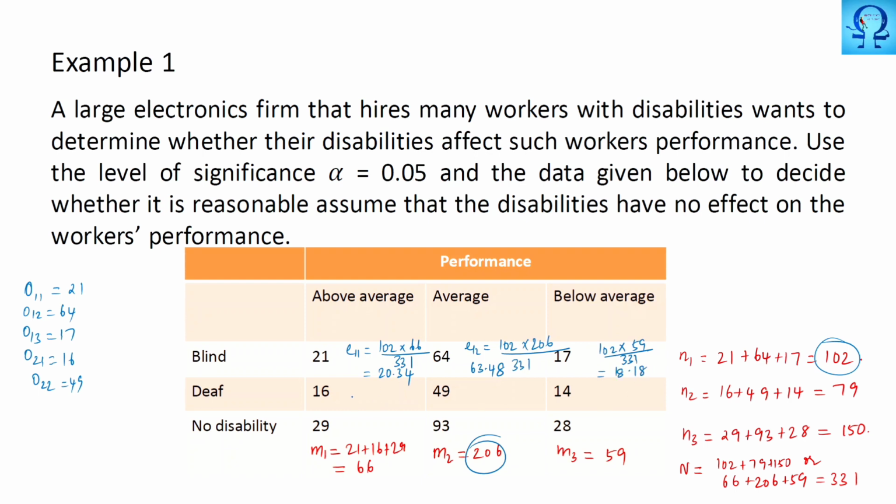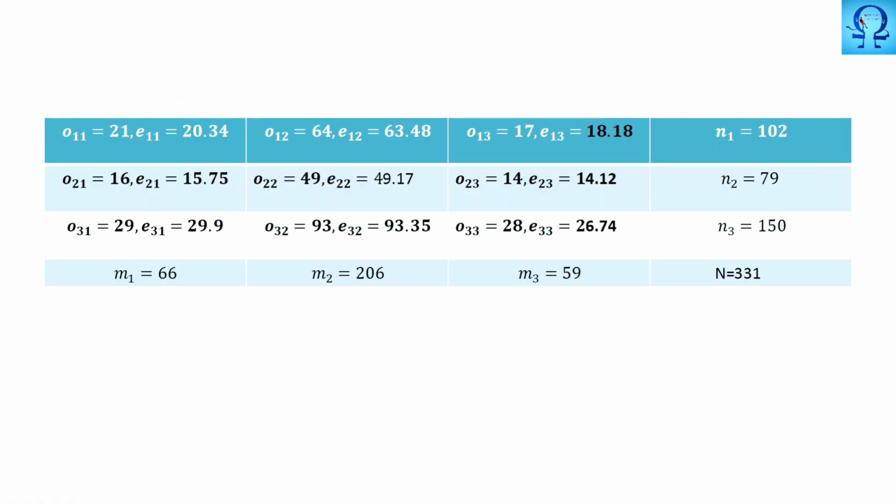In a similar way, if you calculate here, it is 79 product with 66 divided by 331, which is 15.75, and here it is 49.17. So in this way, if you calculate the entire table, you would have these quantities. So this is the table that you have now.